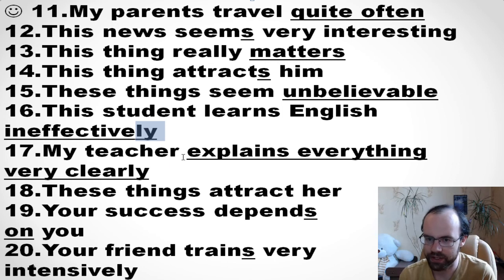So we often see this suffix. These things attract her. So we don't see s. We see s here because this thing means "it." But we have these things. It isn't "it," it's "they." So attract, no s. Your success depends on you. So your success means "it." We say it depends. And remember this preposition. We say depend on. Only this preposition.